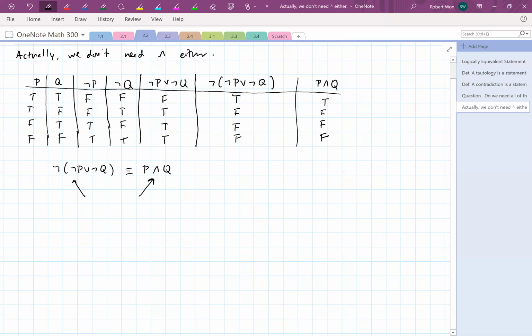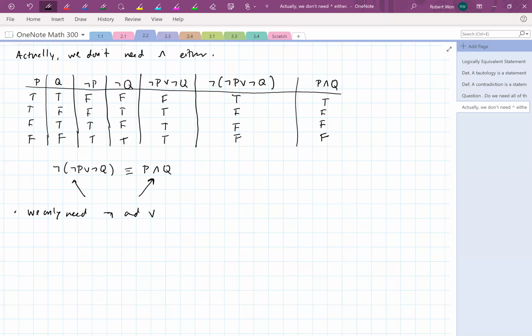One thing I haven't discussed is if you have just "not" and "or". So now we only need not and or. One thing I should have said is if you start with all five, then it's possible to get every possible column. If you have two statements P and Q, you can get every possible column just using ands, ors, nots, conditionals, and biconditionals, which means that you can get every possible column using only nots and ors as well.